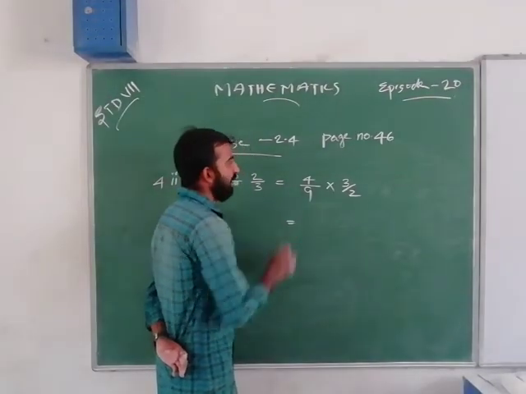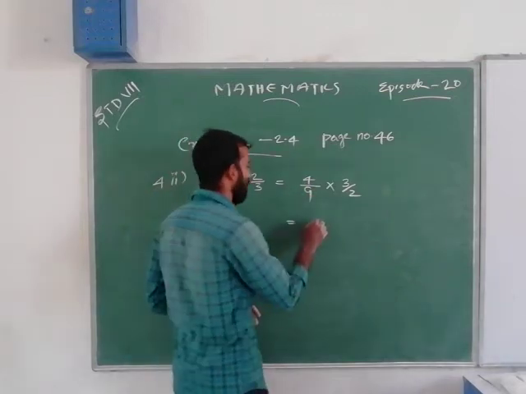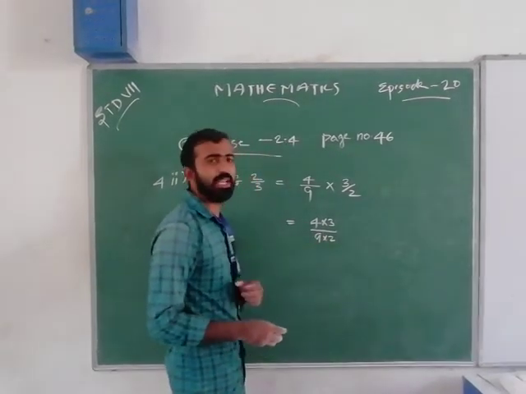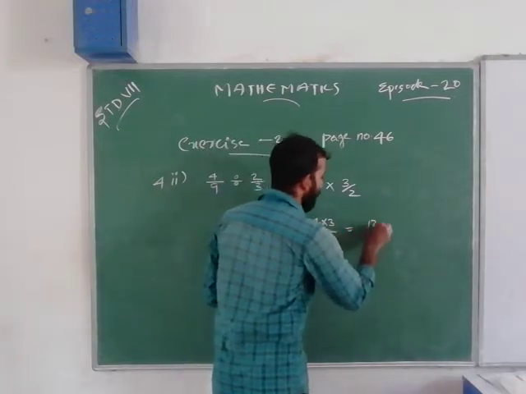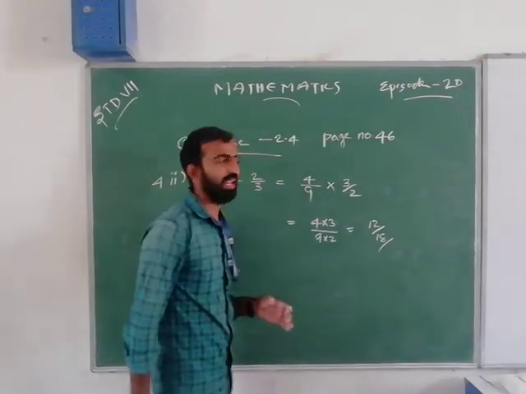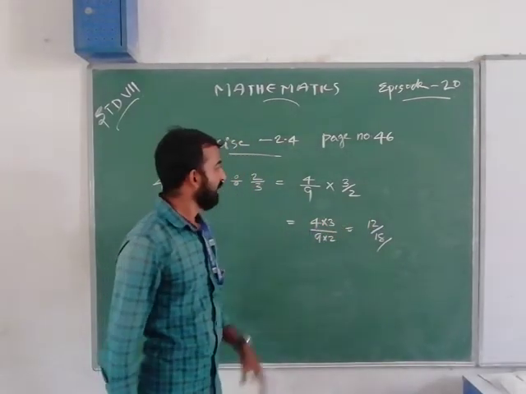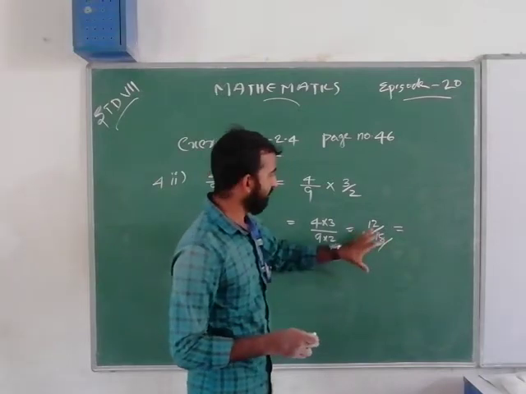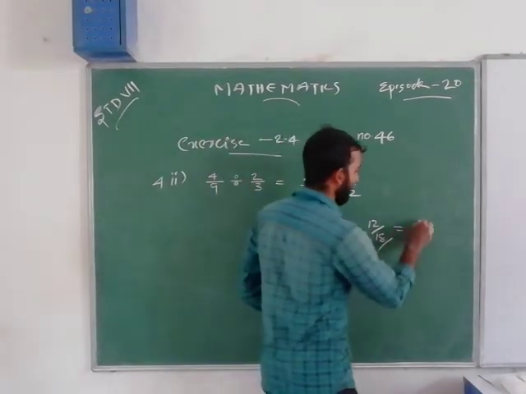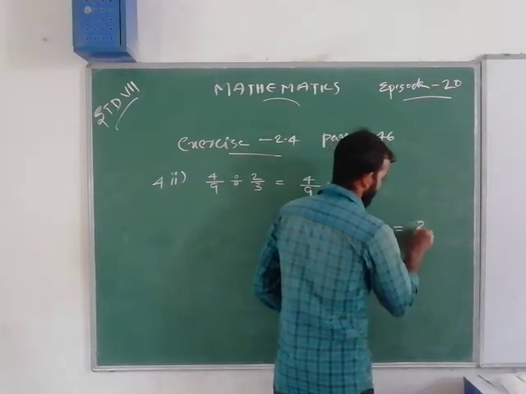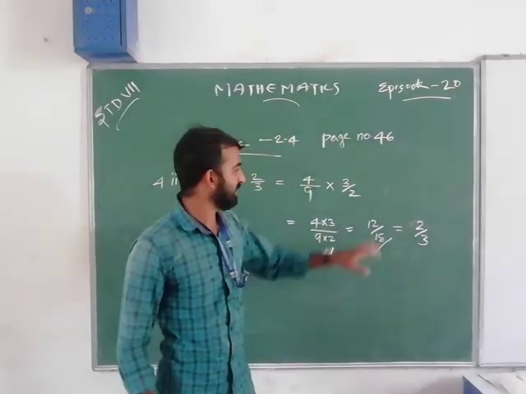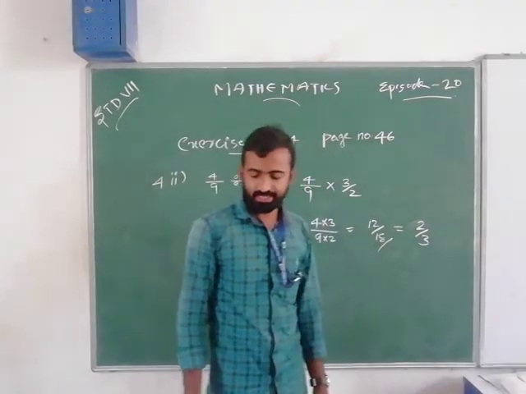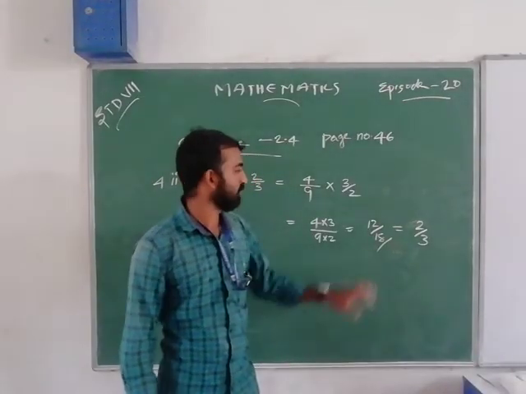That is 4 into 3 divided by 9 into 2, that is 12 by 18. Here we can take the common factors. When we simplify this fraction, we get 2 by 3. That is, 6 is a common factor: 2 into 6 is 12, and 3 into 6 is 18. Answer is 2 by 3.